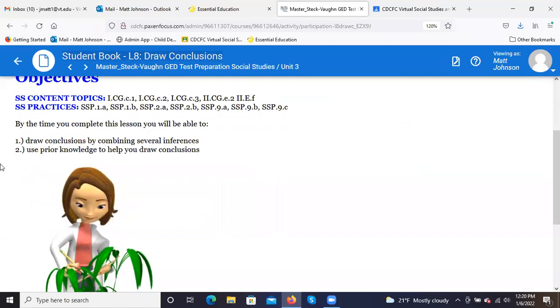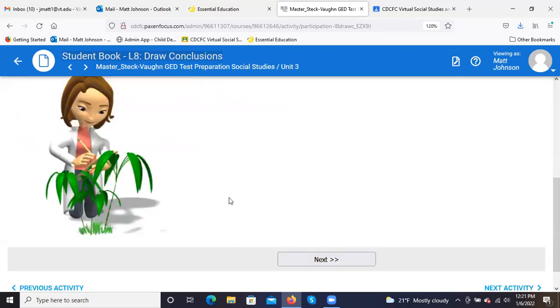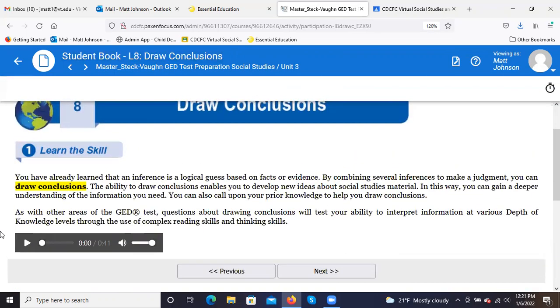So by the time we complete the lesson today, we'll be able to draw conclusions by combining several inferences and use prior knowledge to help you draw conclusions. So taking some of the historical knowledge that we've dealt with, some of the events and things that we've already seen, to help us make those conclusions, what we know about things like checks and balances within the government, or the presidency itself, and different offices and things like that. As we get into it, you'll see how this works.